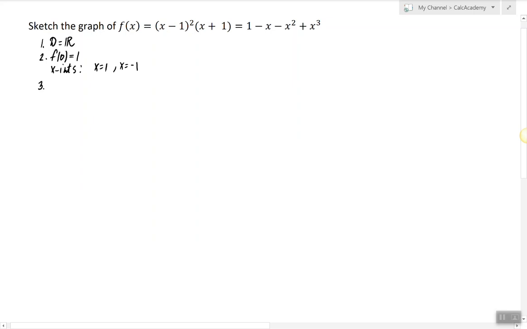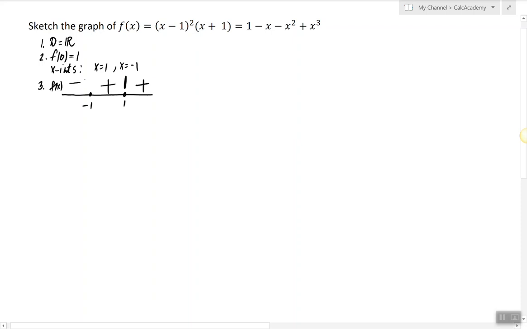In step 3, I'm going to construct the sign chart for the function itself. So I'm going to use the x-intercepts and the multiplicity at each intercept to figure out the signs for the function. On the right side, since the leading coefficient is positive, the function itself will be positive. At 1, multiplicity is even, so the function does not change the sign, and at -1 it becomes negative.